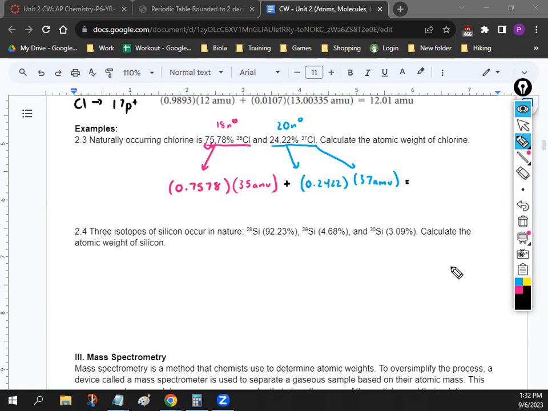So it's a lot of just basic algebra in this class. You've got to be very fluent in doing algebra. Okay, so I'll give you a second to punch that into your calculator. See if you can get the atomic weight of chlorine. And if you finish that early, you can start 2.4 on your own.